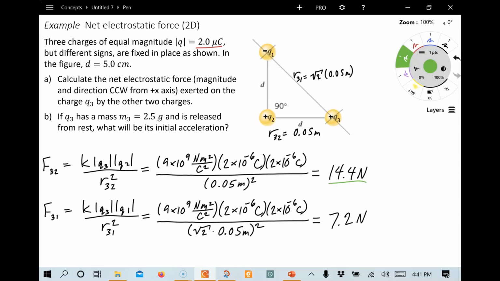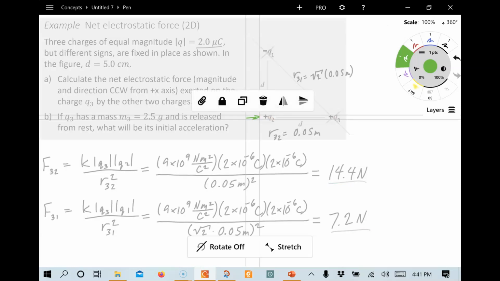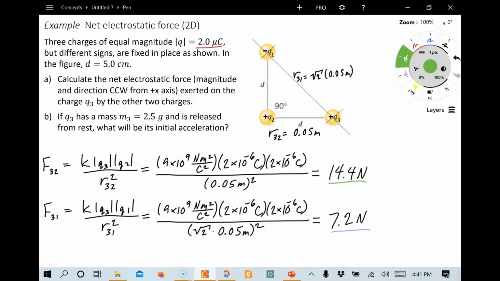And let's go ahead and draw these two vectors because these are the magnitudes, but we got to get the directions. So for F on 3 by 2, I'm going to focus on charge Q2, and I'm going to look at charge Q3, and I'm going to say, okay, along this line connecting the 2, is 2 going to push 3 away or attract it? Well, they're the same charge, so they're going to repel. And so I've got a force like this, which is going to be acting on 3 due to 2. And the length of that arrow, 14.4 newtons.